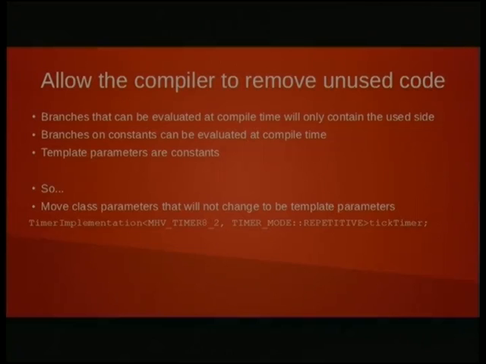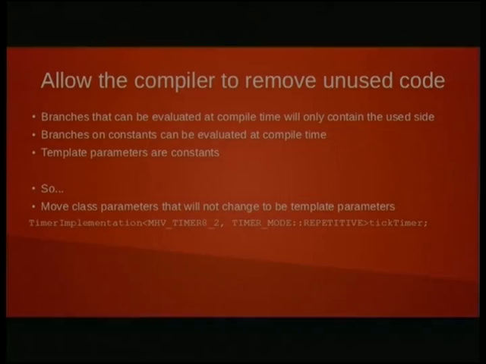Now, the thing that I learned is that template parameters are constant at compile time. So if you've got a class and you need to pass some initializers to its constructor and they're never actually going to change, then you can pass them in as template parameters instead, which makes life a little bit hairier when you're trying to debug it, but it means that the compiler can discard huge swathes of code which will otherwise be unused.